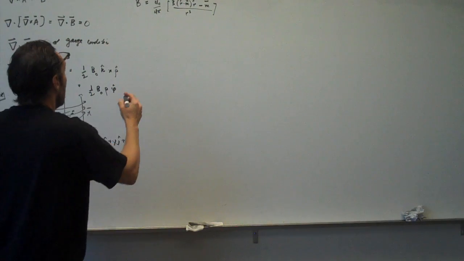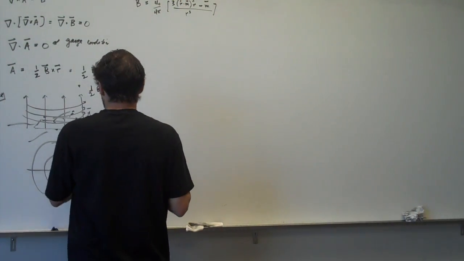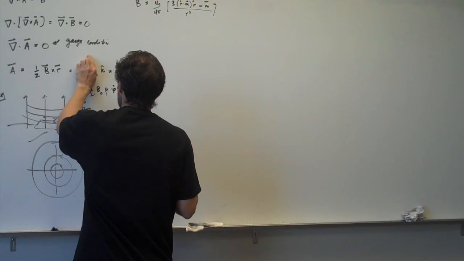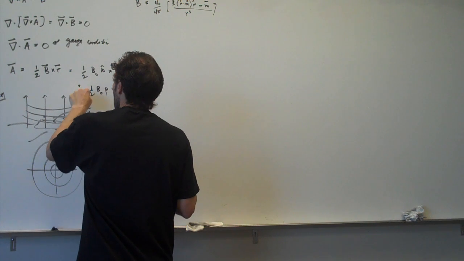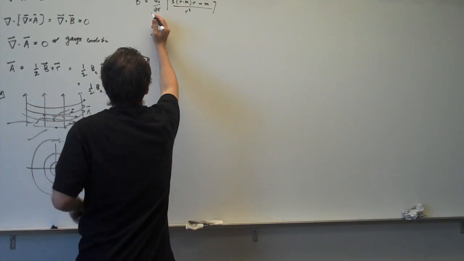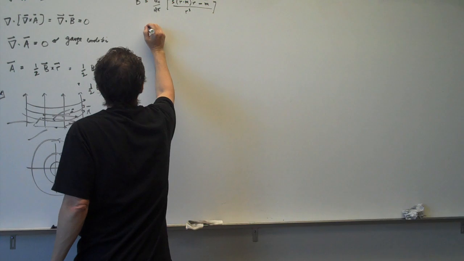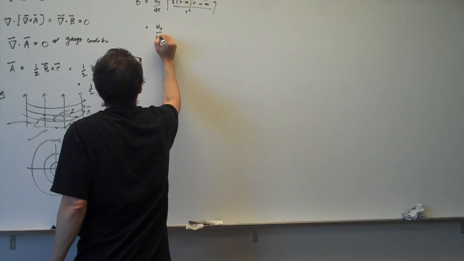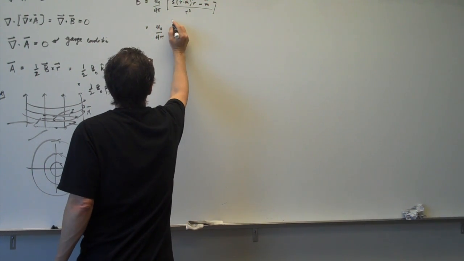Yeah. So I already have a sneaking suspicion that the 1/2 doesn't belong there. Maybe it does. All right. I don't know. Mu naught over 4 pi, and then I will do B cross R.